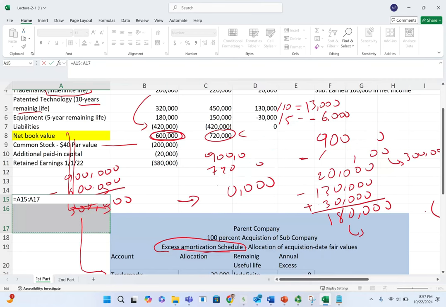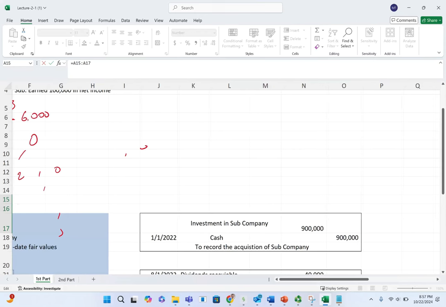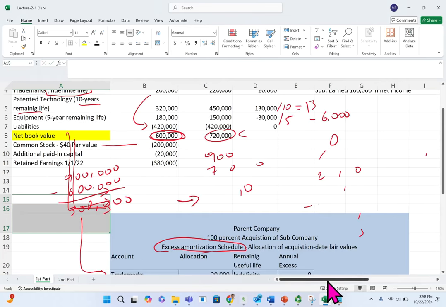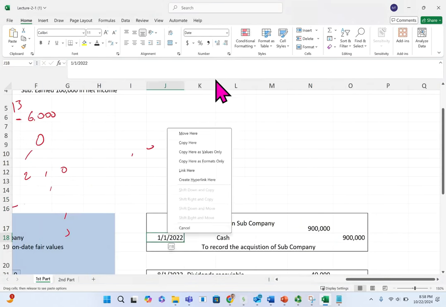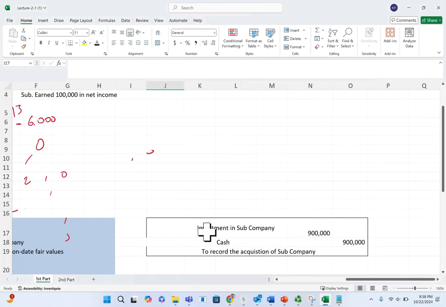Now, let's look at the journal entries. This is when we bought the company. We created the schedule. But when we bought the company, we have to book what we did. We paid $900,000 for this company. Therefore, we debit investment in subcompany $900,000, credit cash $900,000. This is when we purchase this company. Obviously, if we purchase a company, we have to book the transaction. And the transaction is we purchase an investment. And that investment on 1-1-X2 is worth, we paid $900,000.